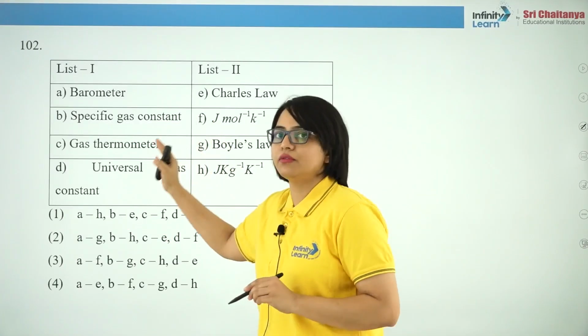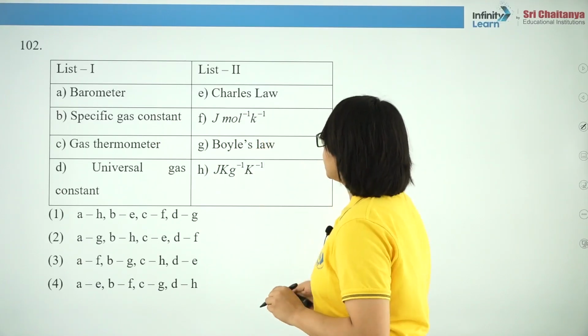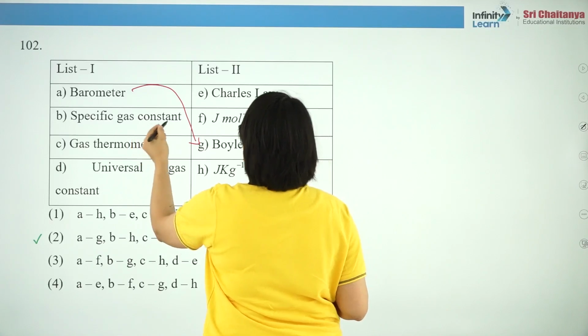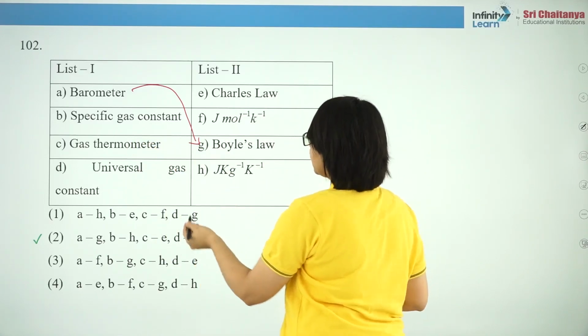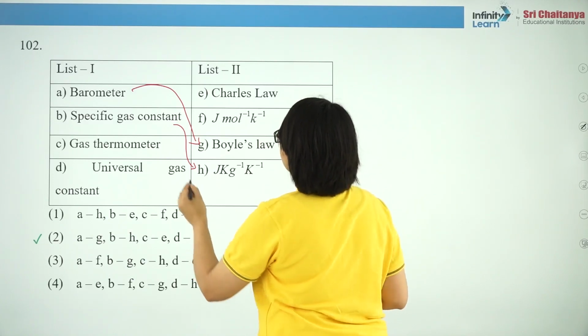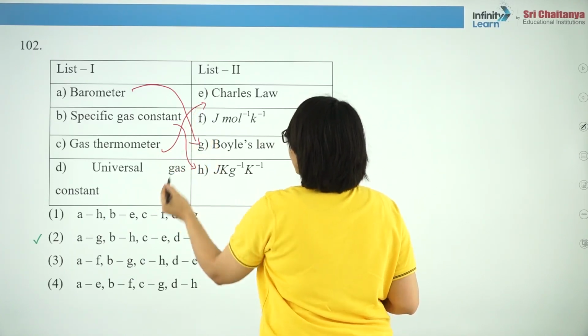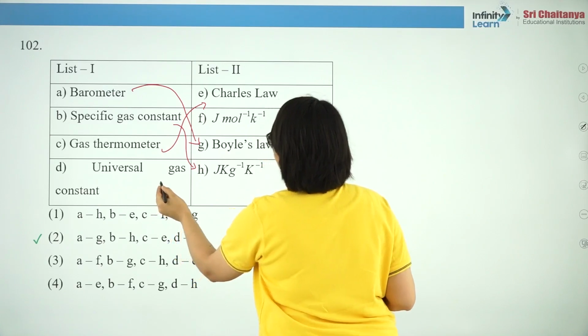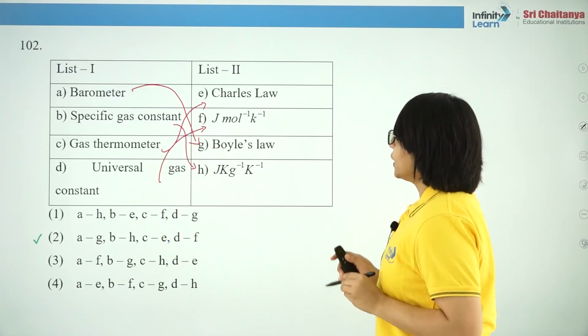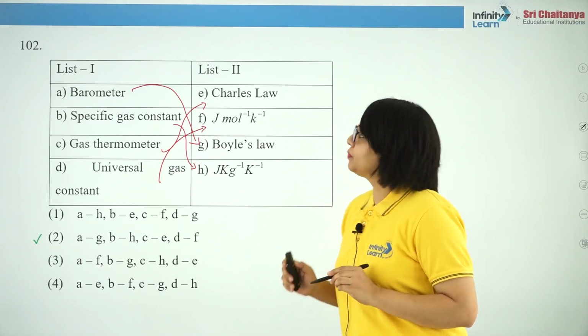To match 1 with 2, barometer is based on Boyle's law. Specific gas constant has unit joule per kilogram per Kelvin. Gas thermometer is based on Charles law and universal gas constant has unit joule per mole per Kelvin, right. So, correct answer is option 2.